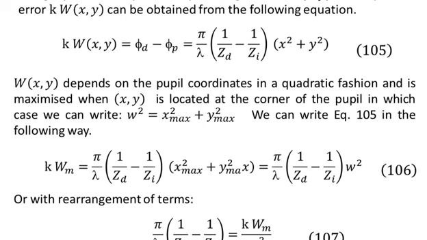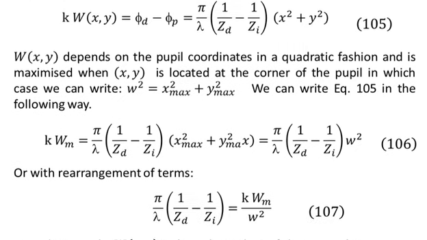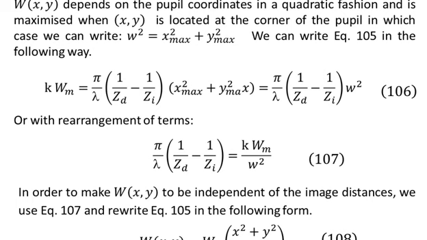where the left hand side has also been modified as Wm, standing for the maximum value. So we have k Wm equal to pi over lambda, and within the parenthesis 1 over Zd minus 1 over Zi, and outside we have x max square plus y max square, and we have replaced x max square plus y max square by w square on the rightmost side of equation number 106. We have rearranged equation number 106 in the form given in equation number 107, because we want to use it over here.